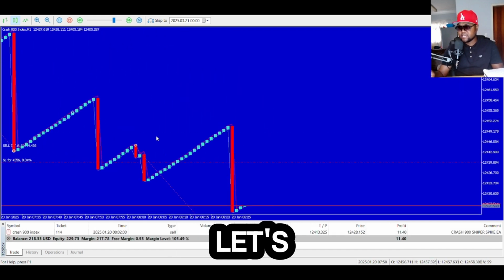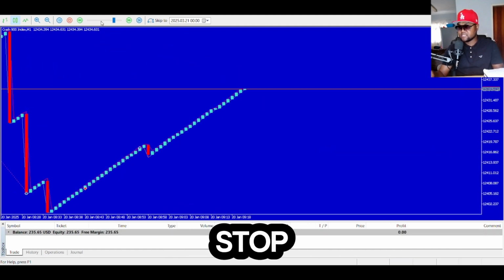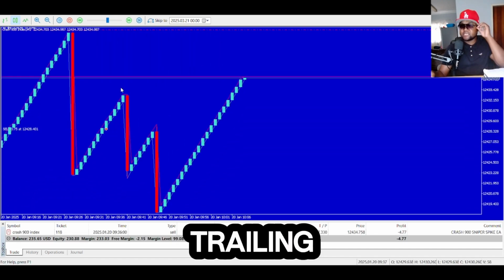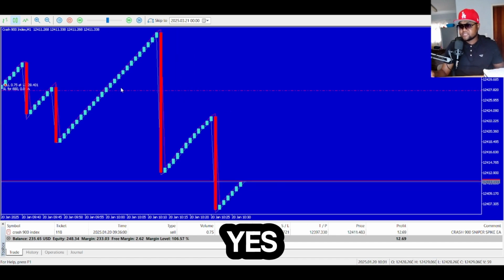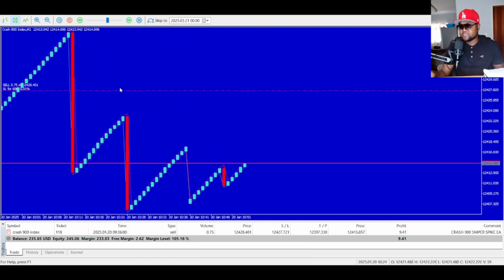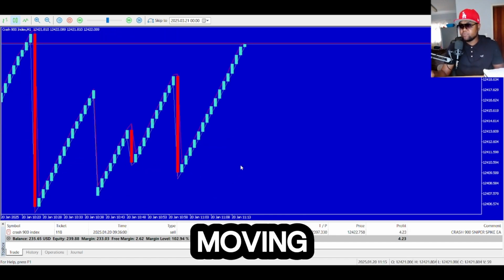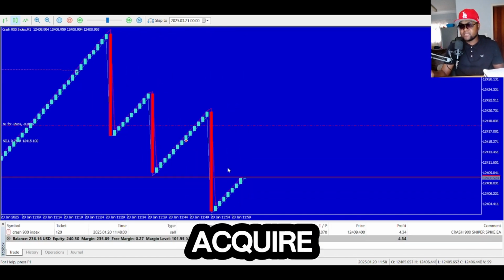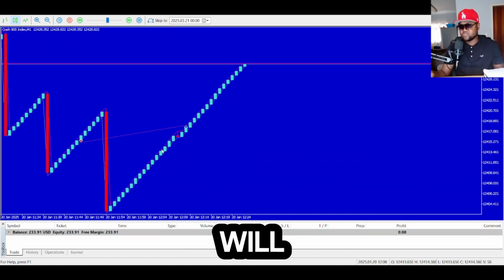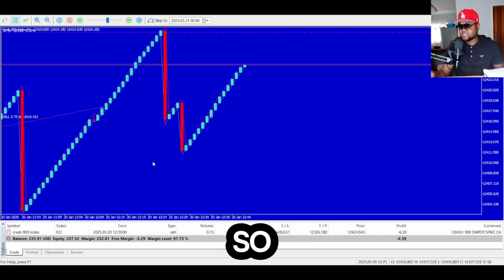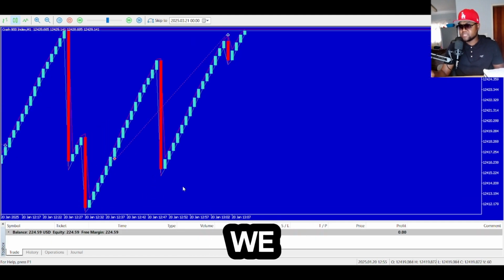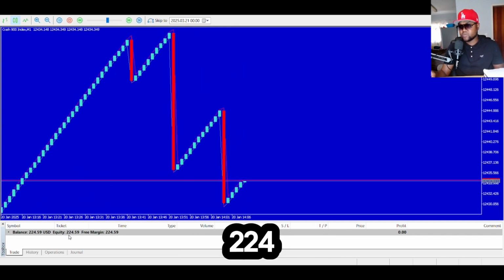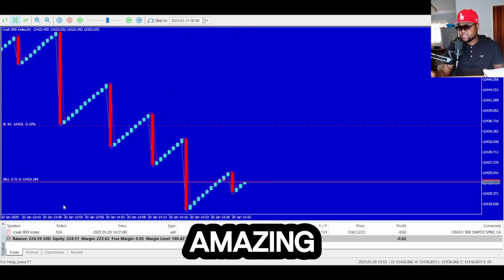So with this EA, let's talk about the EA. You can see it has a trailing stop. Maybe it's moving faster. Yes, so that means when you're in profit, the trailing stop will be moving as the price moves down, safeguarding the profit that you've managed to acquire from the market. It will protect your profit. So we started with an initial balance of 100 and we're now already at 224, which is amazing.